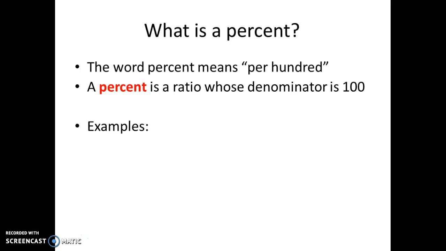So some examples of percents are 15%, 22.7%, so you can have a percent that has a decimal with it. 108%, which is greater than 100%, which means that this percent is greater than 1. And 0.8%. So we can also have percentages that are less than 1.